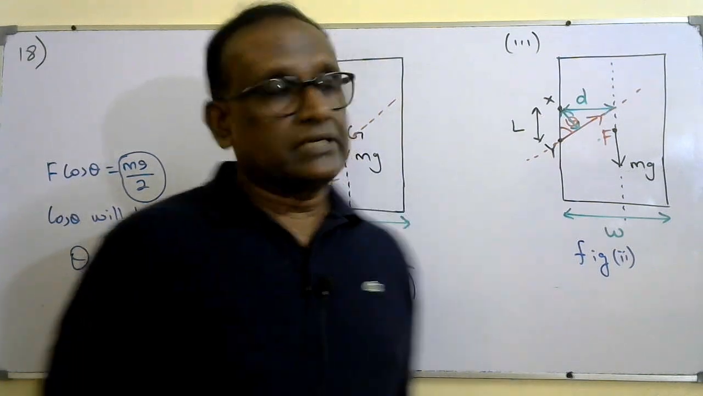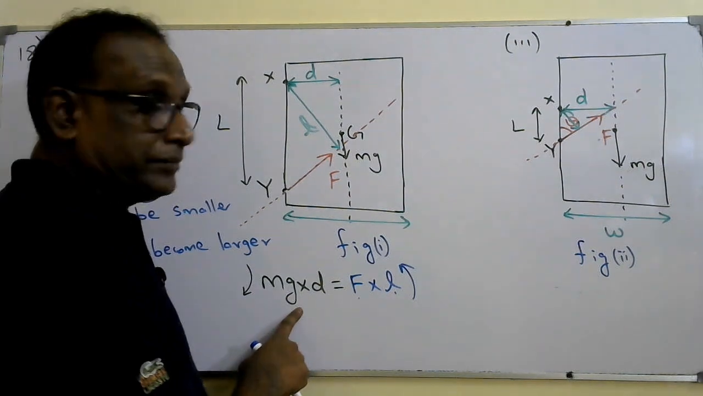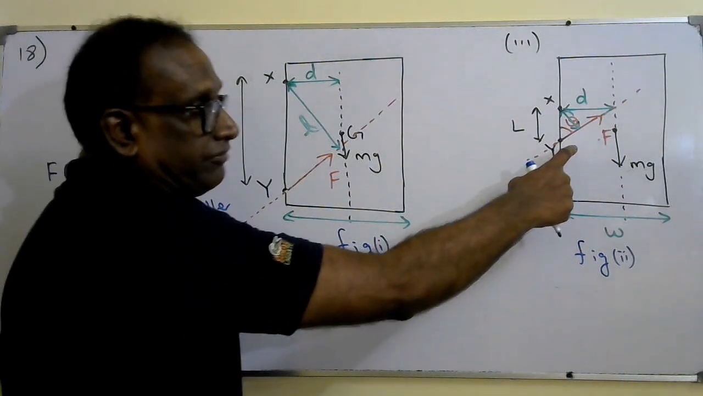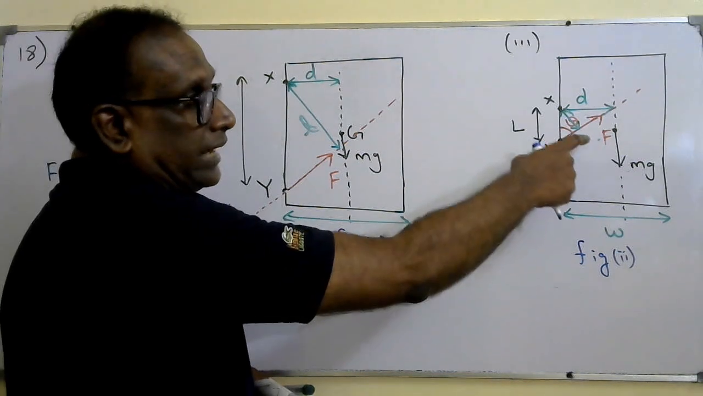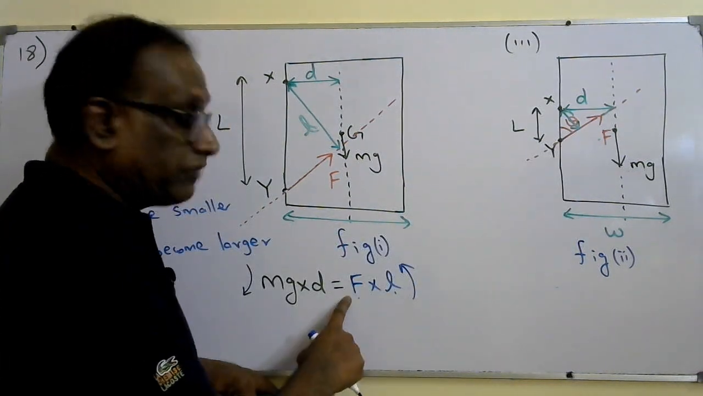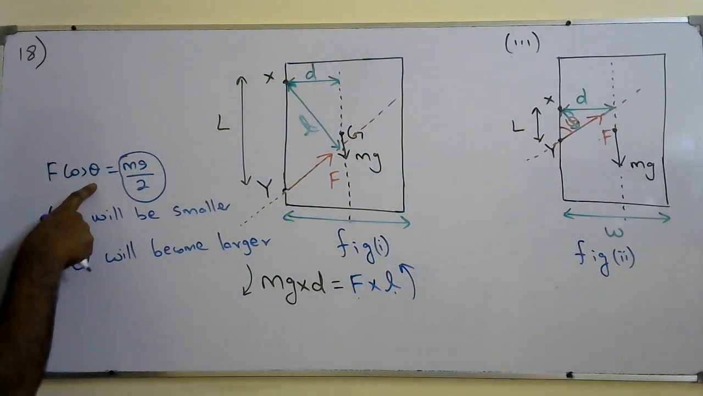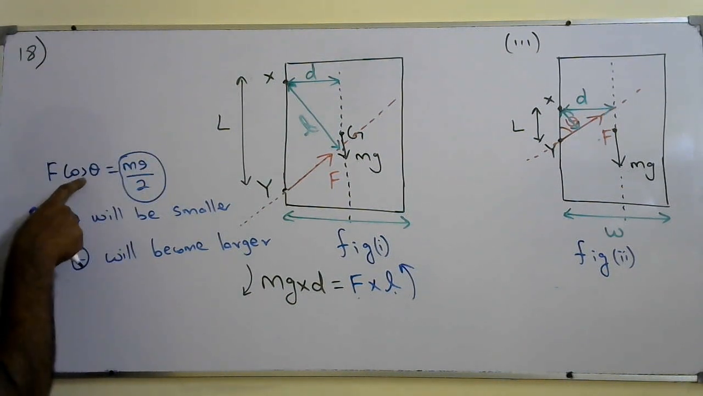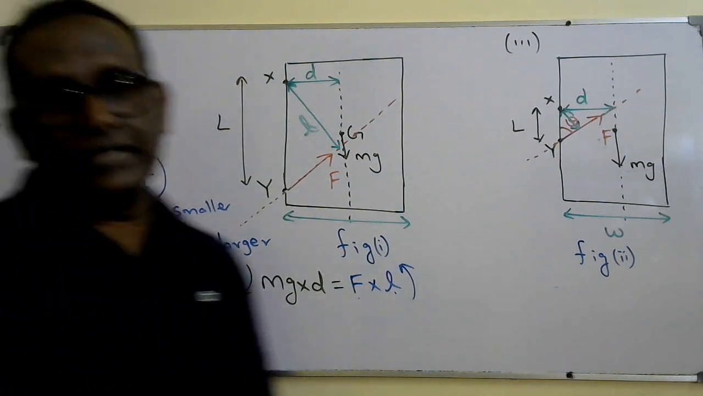So that's the conclusion. When the hinges get closer, the clockwise moment provided by the weight will remain unchanged. Since the door is at equilibrium, the anti-clockwise moment of F about X also should be equal to the clockwise moment. But the perpendicular distance to the line of action of force will become smaller. Therefore, F will become larger. When F becomes larger, the vertical component F cos theta remains the same, which is mg by 2. So when F becomes larger, cos theta will become smaller. When cos theta becomes smaller, theta will become larger. That's the final answer.